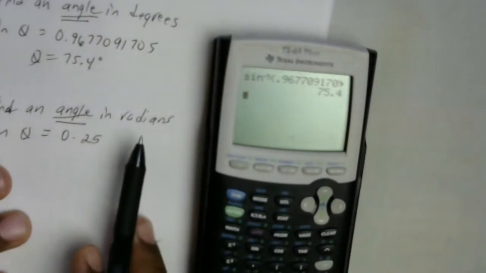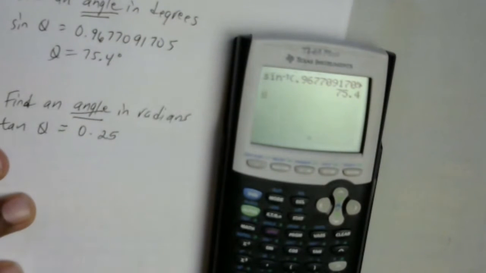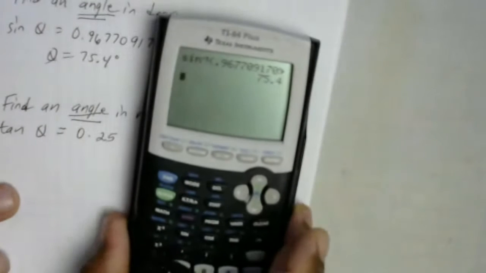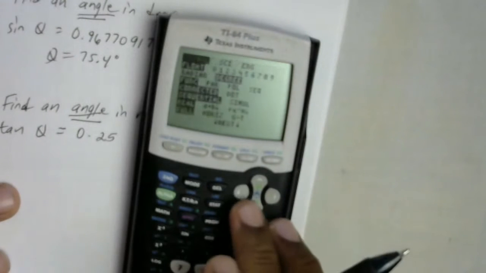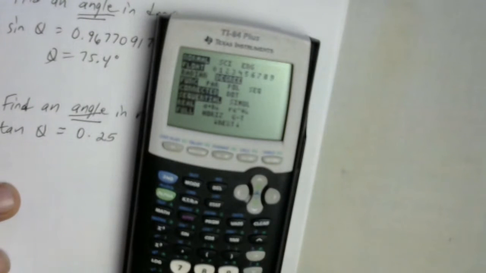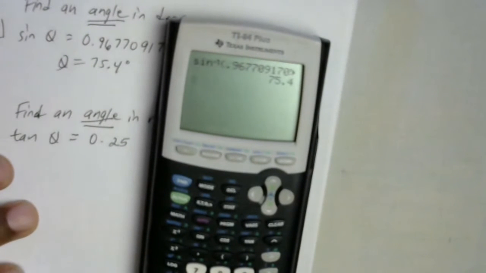I want to make sure that I'm in the right mode, right? Whenever you use a trig function or an inverse function, you want to make sure you're in the proper mode. I should be in radian mode, so I'm going to go into mode, change the mode to radian, and go back to my home screen.